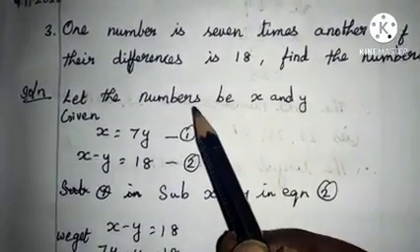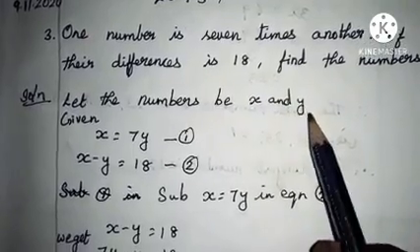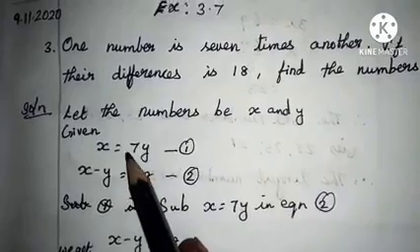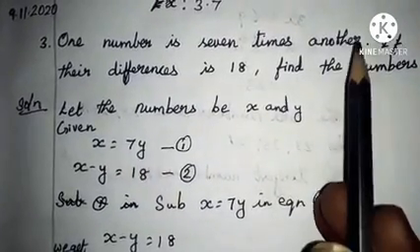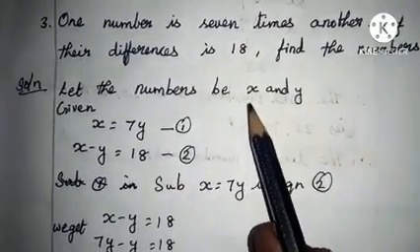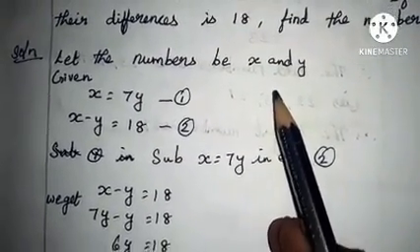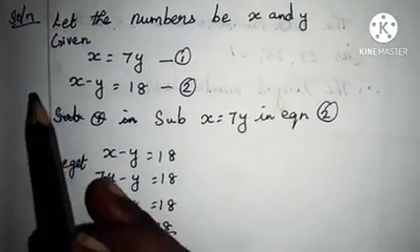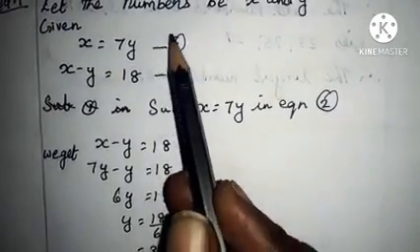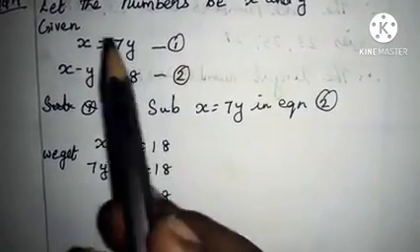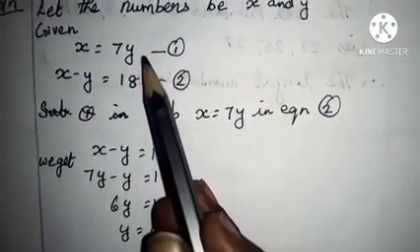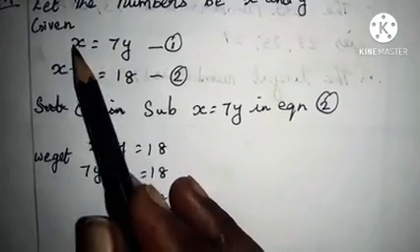Let the numbers be x and y. First statement, one number is 7 times another, that is x equal to 7 into y. And the second statement, the difference is 18, that is when we subtract y from x, the difference we get is 18. That can be written as x minus y is equal to 18. Now we formed two equations, x equal to 7y and x minus y equal to 18. Using these two equations, we are going to find the values of x and y.